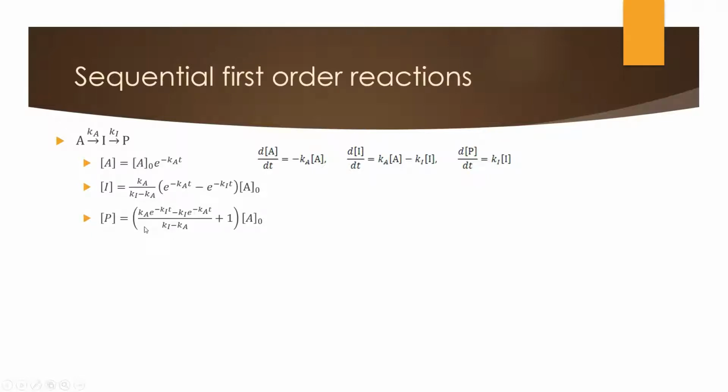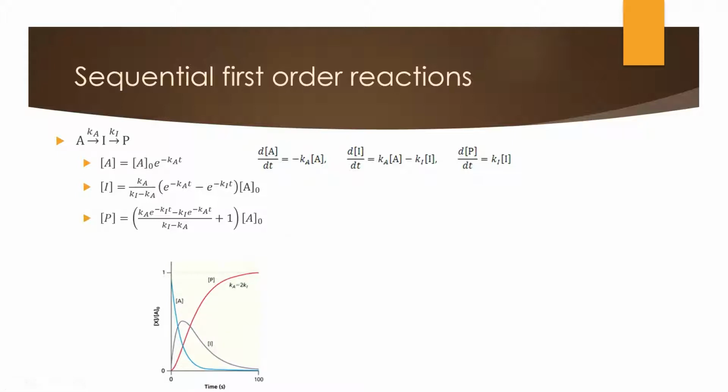Now for P, we know that P is produced by I in an exponential decay fashion, eventually increasing to 1. However, A must first be converted into I, and so there's a lag. And so all of this nonsense over here introduces a lag for P. So it should look something like this.